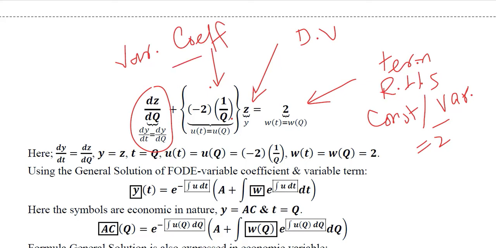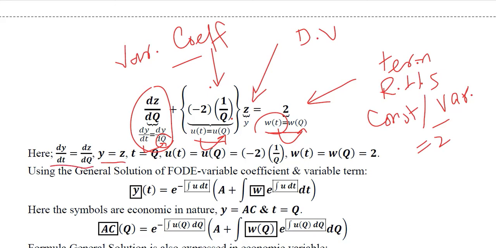Let us write this variable coefficient, and you can see that we are highlighting that they are equivalents. Here it is usually WT. Since the independent variable is not T, it is basically Q, so we are writing WQ. And in the same way, here instead of T we have Q as the independent variable, which is the independent variable in this specific economic application. So these values are noted here.